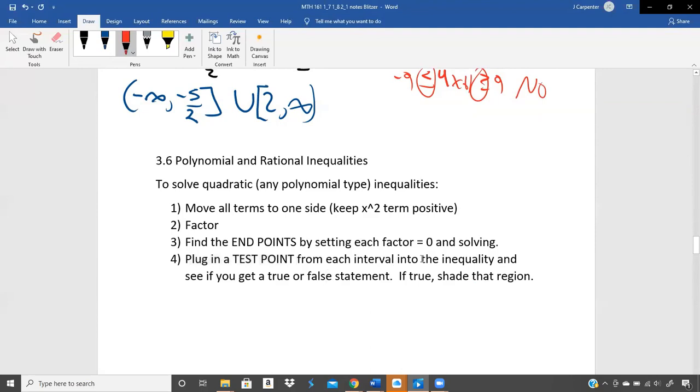So plug in a test point from each interval into the inequality and see if you get a true or false statement. If it's true, that means all numbers work in that region, which means you shade all numbers in that region. If it's false, it means that number doesn't work, which means all numbers in that region don't work, so you don't shade it.